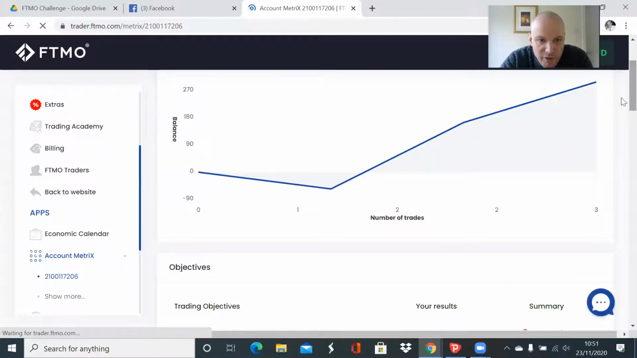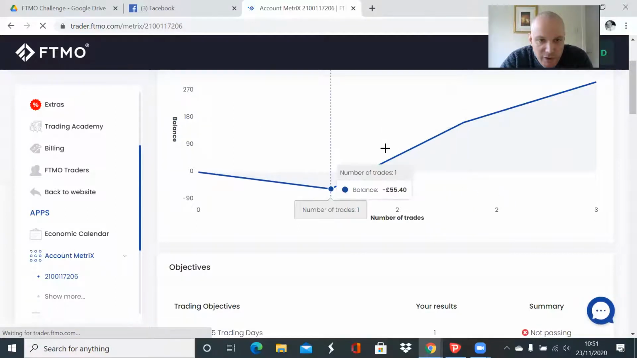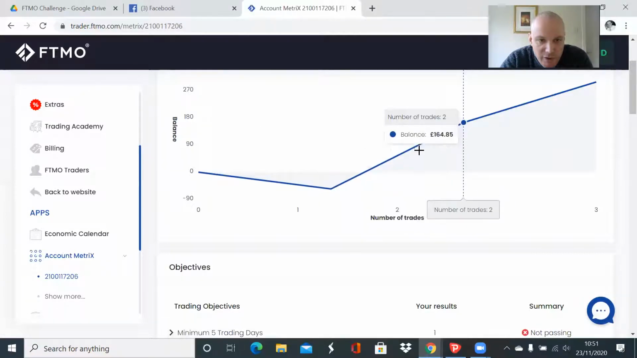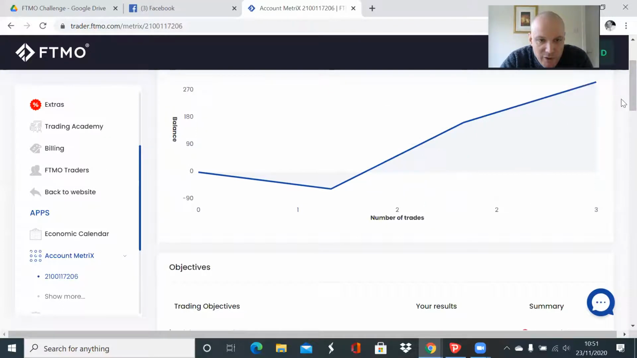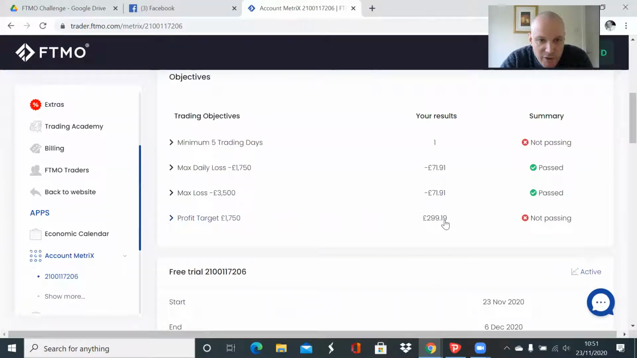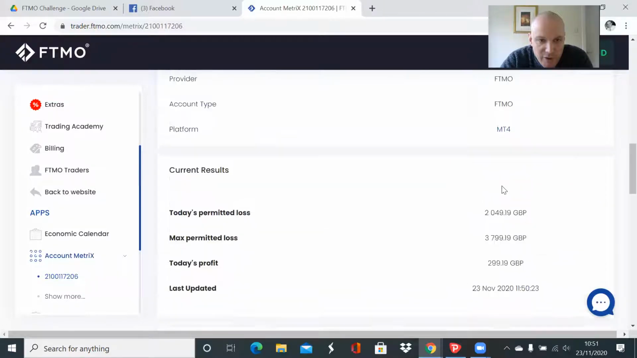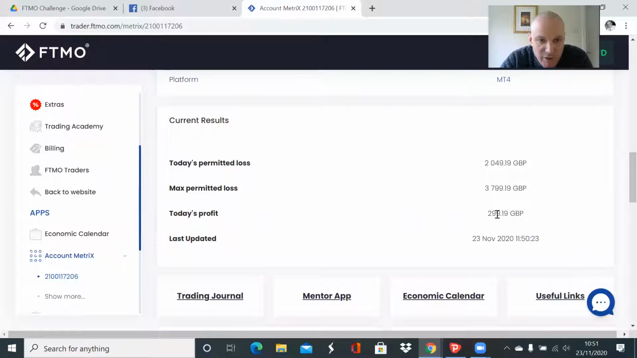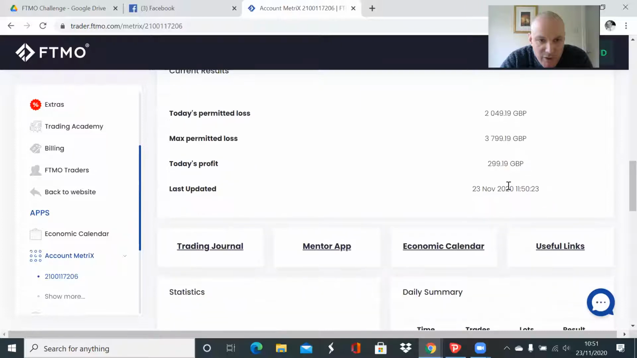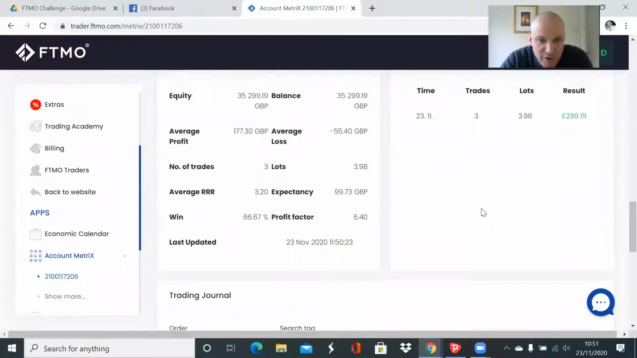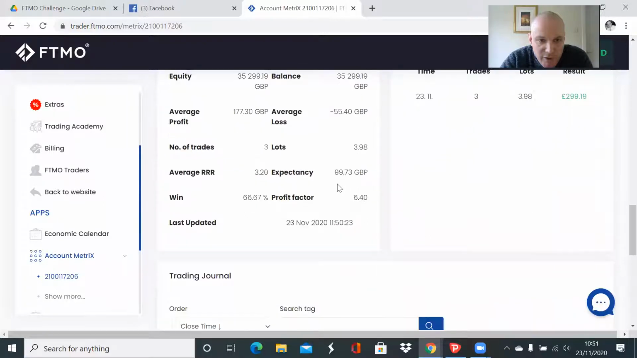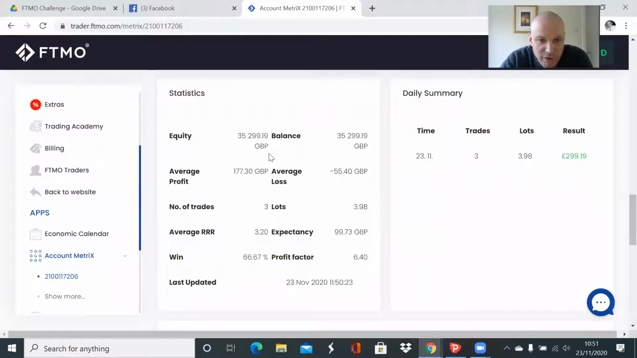Right, so there we have it, guys. I've had 3 trades. We had a minus 55, which I closed out because these 2 had given us some nice profit. So far, out of the 1,750, I've gained my account up to just under £300. From there, today's profit again, 3 trades. We are brand new, just under £300. This should change my equity and what I can trade with and up the game.